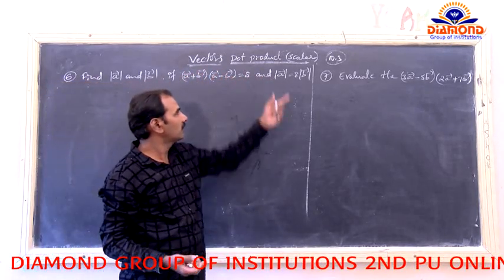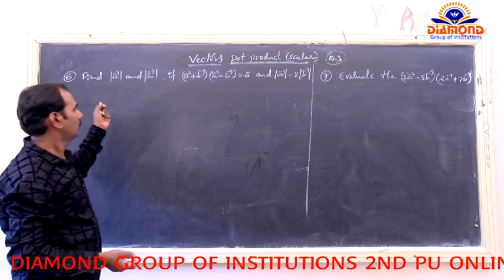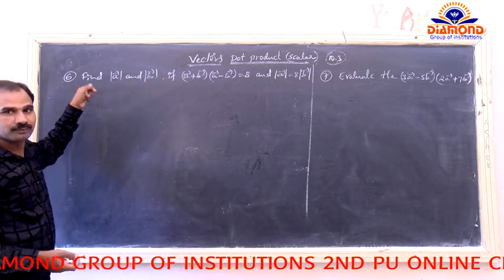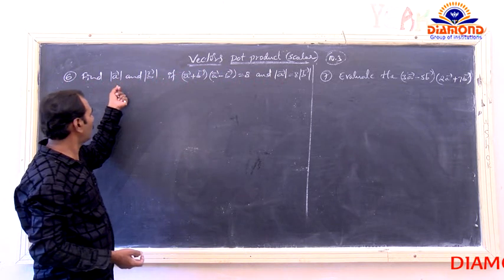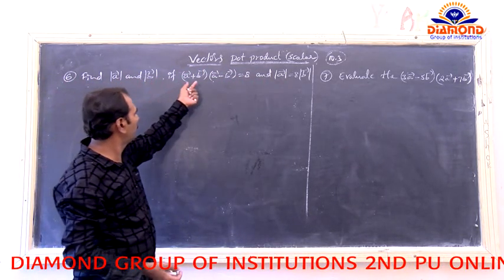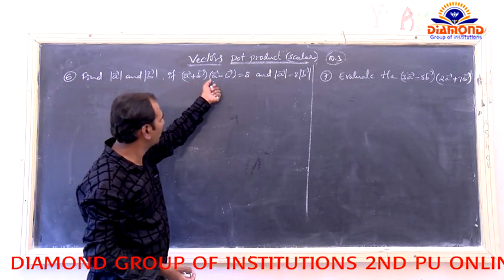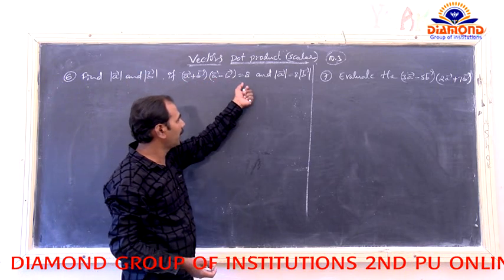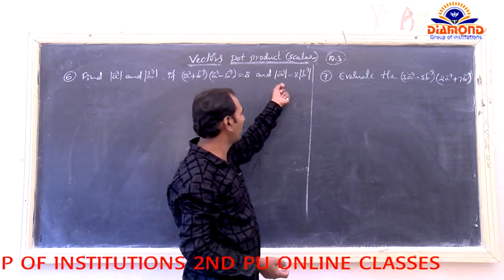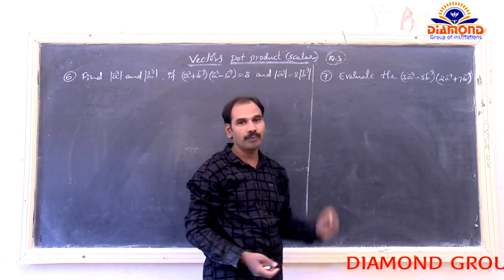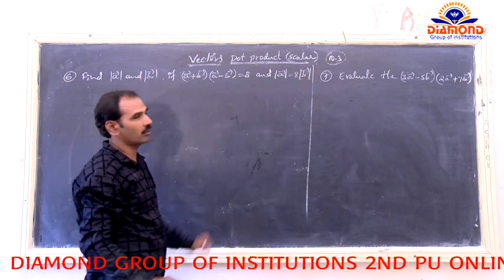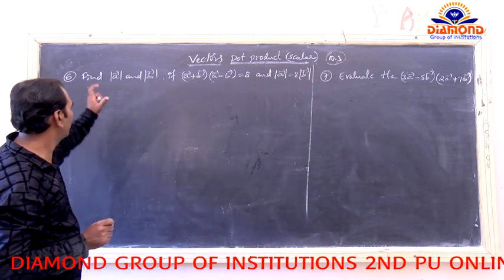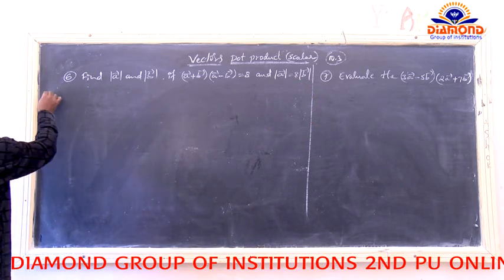In dot product, scalar product, sixth question: find the magnitude of A and magnitude of B, if (A plus B) dot (A minus B) equals 8 and magnitude of A equals 8 times magnitude of B. So simple, easy problem, 2 marks. Solution.